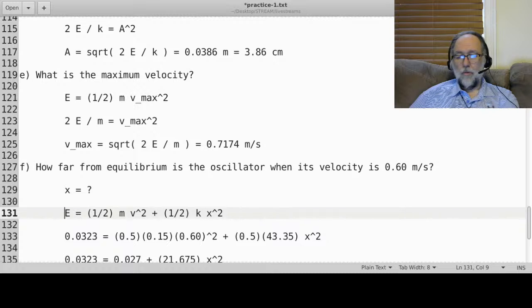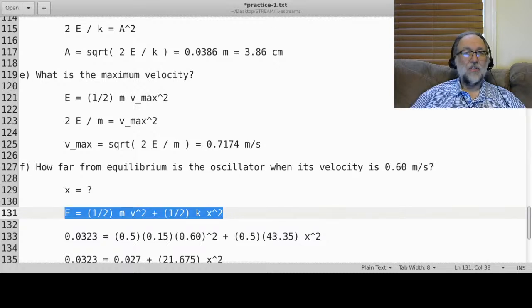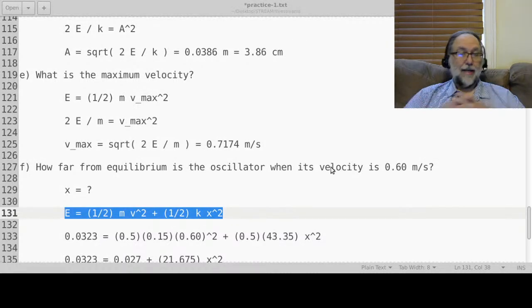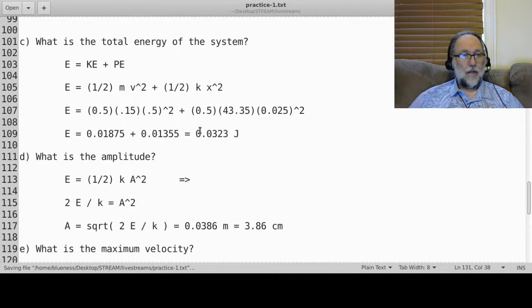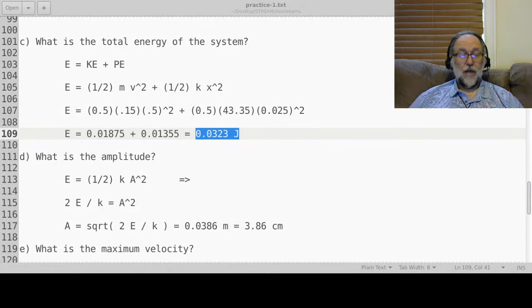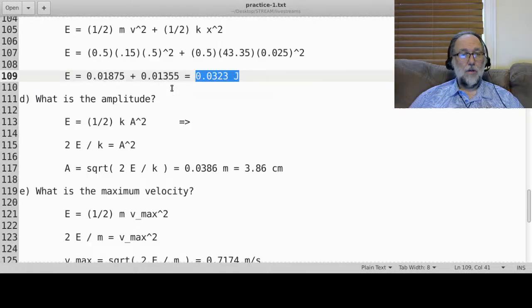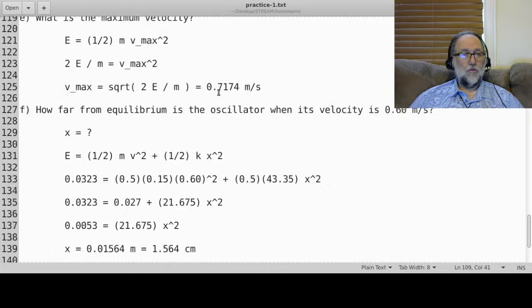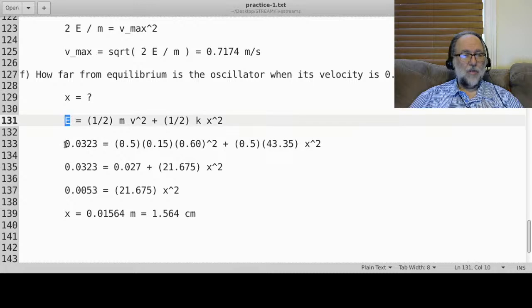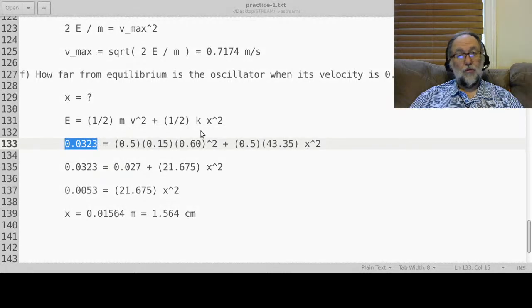So start off with your statement that energy is conserved. There it is. That's the statement that energy is conserved. It means basically E is constant throughout. For every v and every x, E is the same. Okay, great. So do we have E? Well, yeah, we do. That's what we calculated up above. Here it is. There's our total energy. So that remains the same. So down here for the total energy, we put in 0.0323.